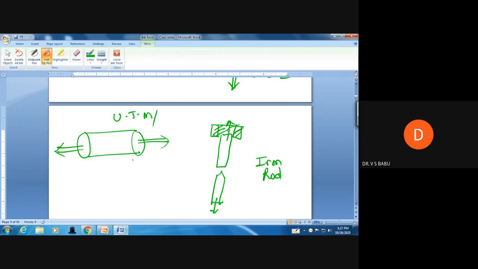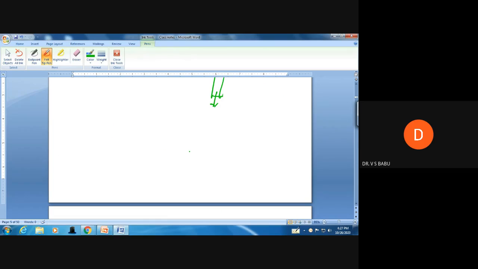For that purpose, what we generally consider, we will apply the same cube. Suppose I am drawing this cube in a three-dimensional figure. Suppose this is the 3D.